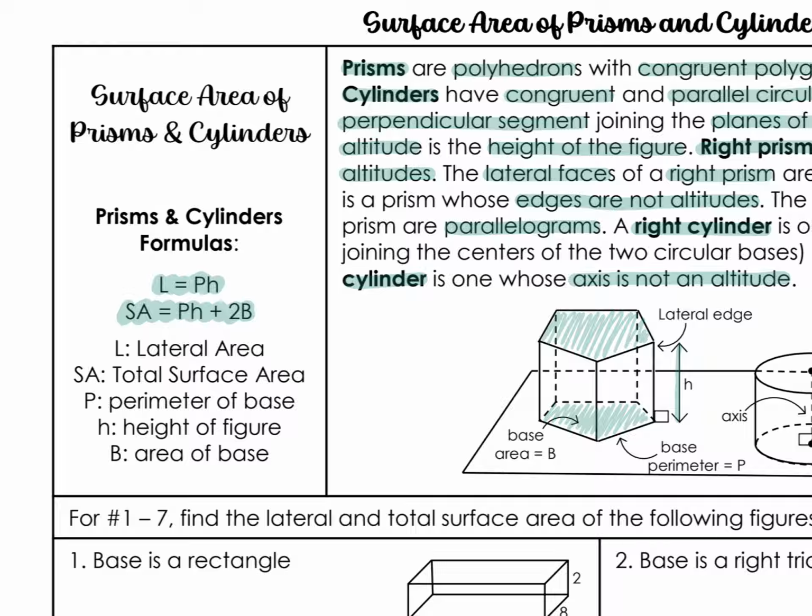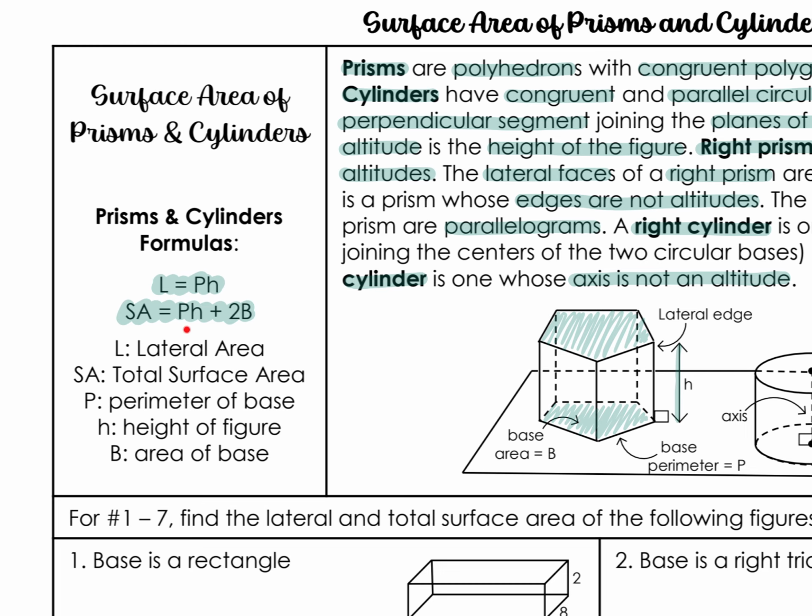Total surface area should include all of the surfaces. So going into it, P is going to stand for perimeter, as you know, but of the base. So you've got to identify your base and then add up all the sides of it to find the perimeter of it. Then we're going to multiply that by our h. It's the height of the figure, not of the base. So be very careful.